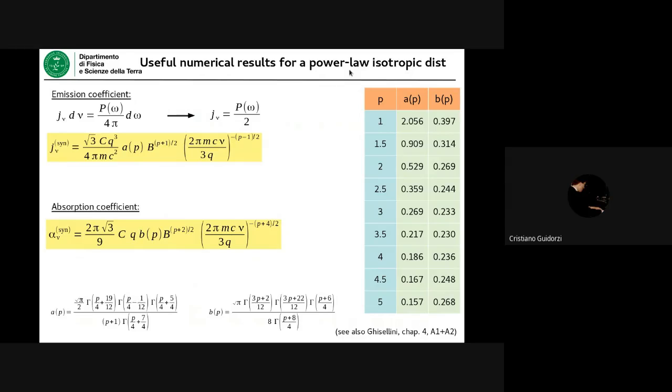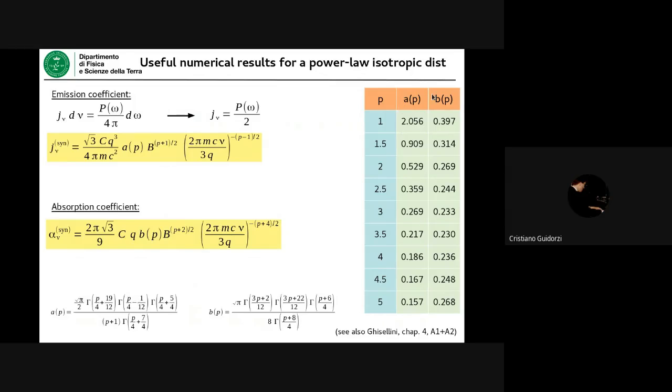You have a distribution of a power-law distributed population of electrons, isotropically distributed. You need to calculate both synchrotron emission and absorption. This is what fits your needs. If you want to understand where these coefficients come from, this is just the exact definition. You can also have a look at chapter 4 of Ghisellini's textbook.